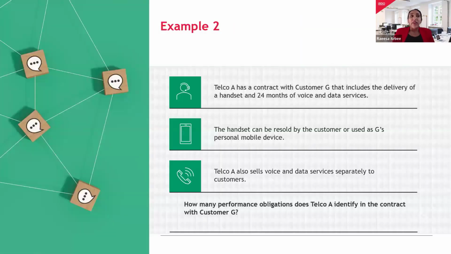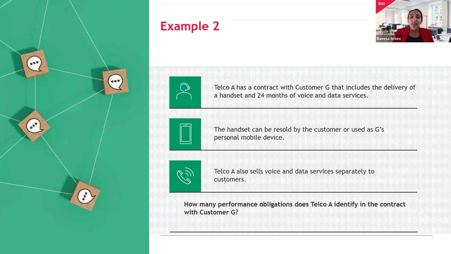So on the next slide, we have Telco A, which has a contract with customer G that includes the delivery of a handset and 24 months of voice and data services. Now, the handset can be resold by the customer or used as their personal mobile device. Telco A also does sell voice and data services separately to other customers. So the question here is, how many performance obligations does Telco A identify in its contract with customer G?